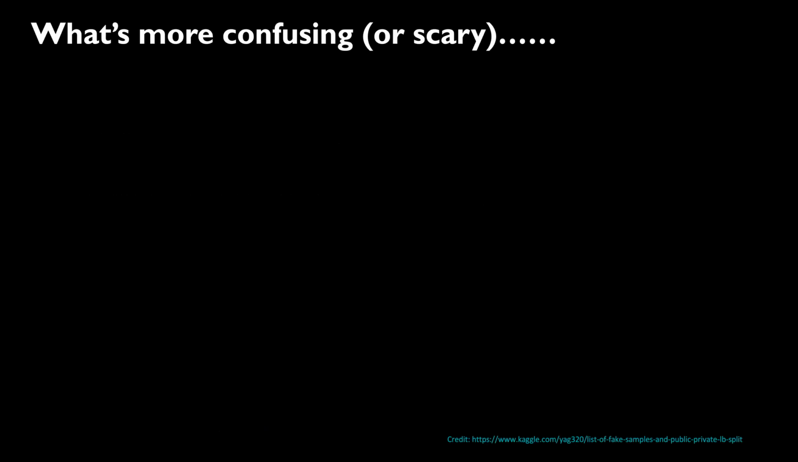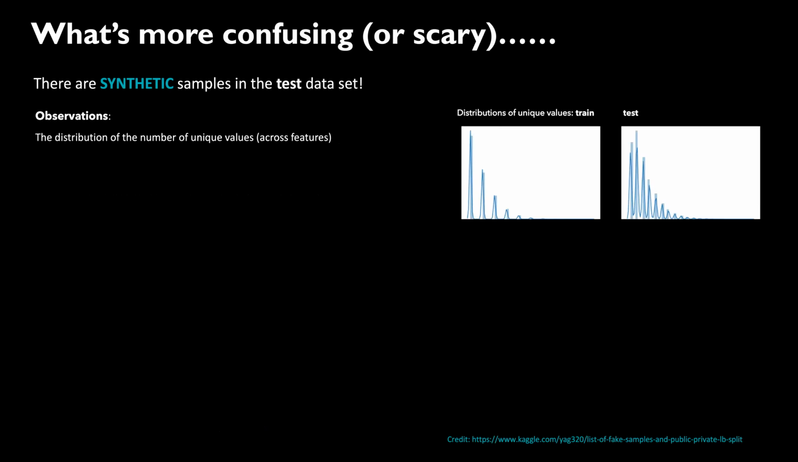I forgot to mention something more confusing, or scary. There are synthetic data examples in the test data set. What the heck, what does that mean? Let's take a look at some examples. This is a distribution for one variable, one of the 200 variables in the data set. What did you observe by looking at the two examples? You'll probably see there are more peaks in the test data set, more unique values than in the training data set. But they are still the same distribution-wise, so they are pretty much the same. But apparently there are more unique values in the test data set.